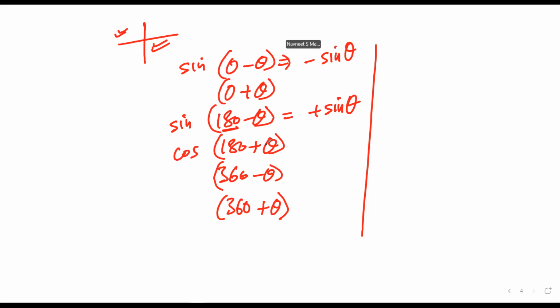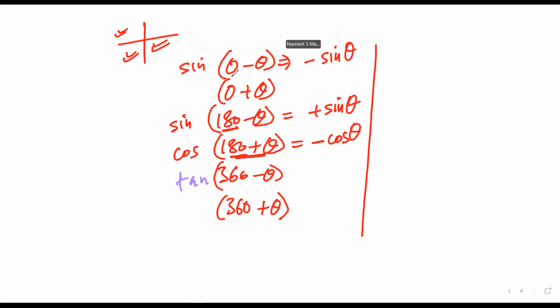Cos 180 plus theta. Because it is 180, cos would remain cos. But in which quadrant does 180 plus theta fall? 1, 2, 3. Third. In the third quadrant, cos is negative. Therefore, this is negative. Okay.